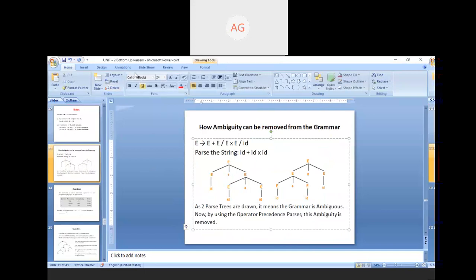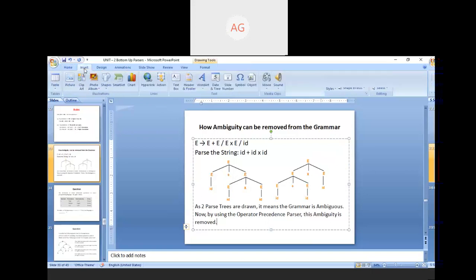So I am just enlarging this so that you can easily see these slides clearly.